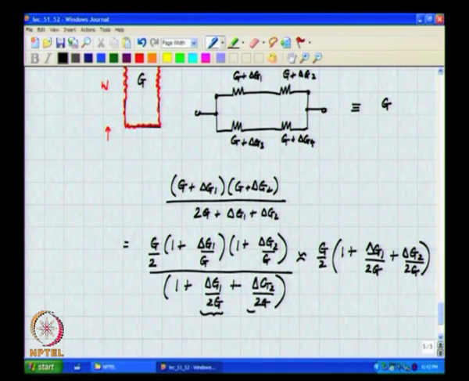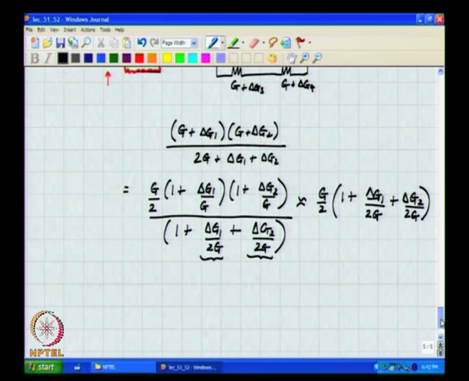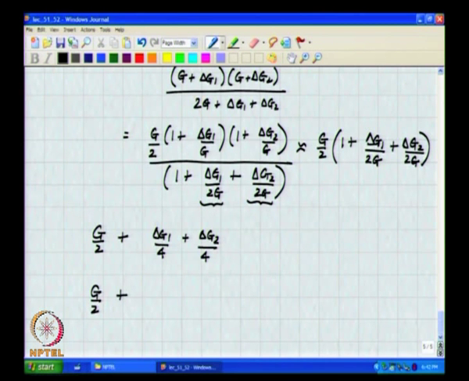These are all small numbers, so I can pull them up into the numerator and then subtract and so on. So the top branch has a conductance which is G by 2 plus delta G1 by 4 plus delta G2 by 4, and similarly the lower branch has a conductance G by 2 plus delta G3 by 4 plus delta G4 by 4, and when you add the two you get a conductance G plus a random variable which is, sorry, I made another mistake now. So, 4 and 16.